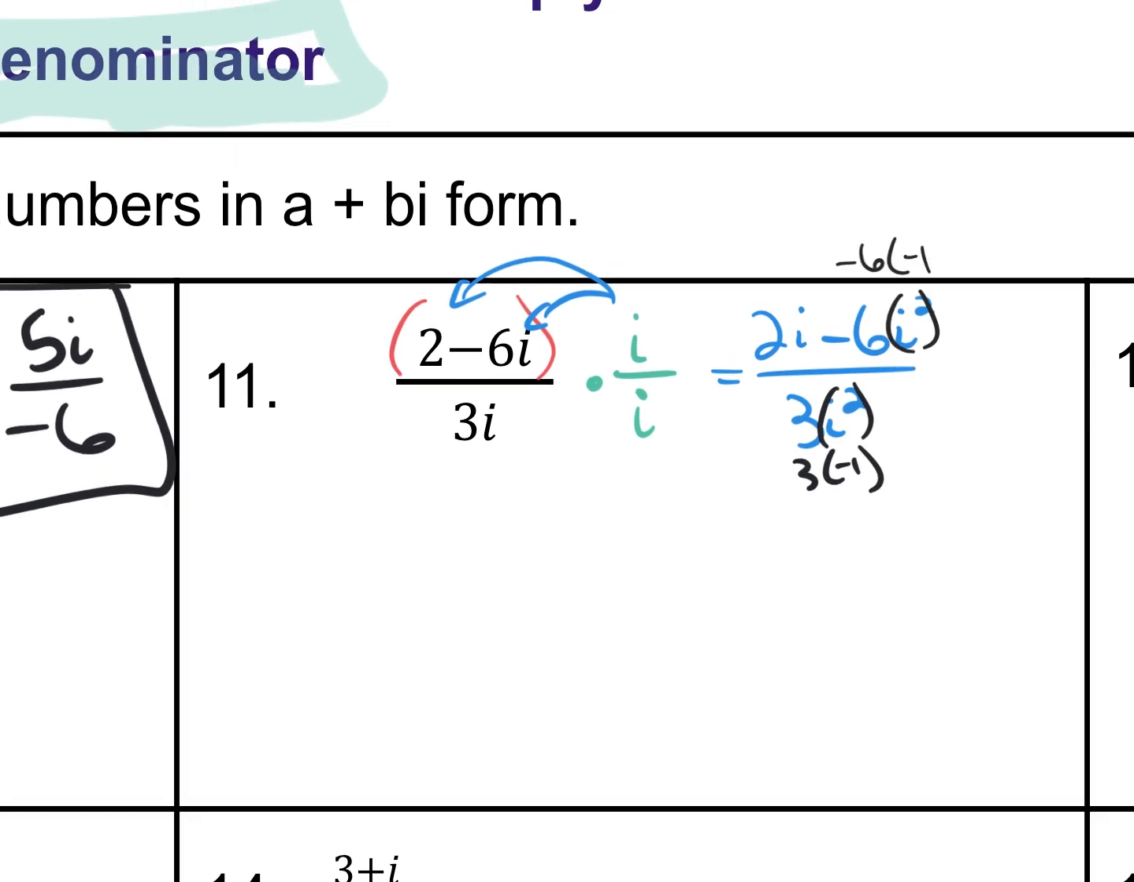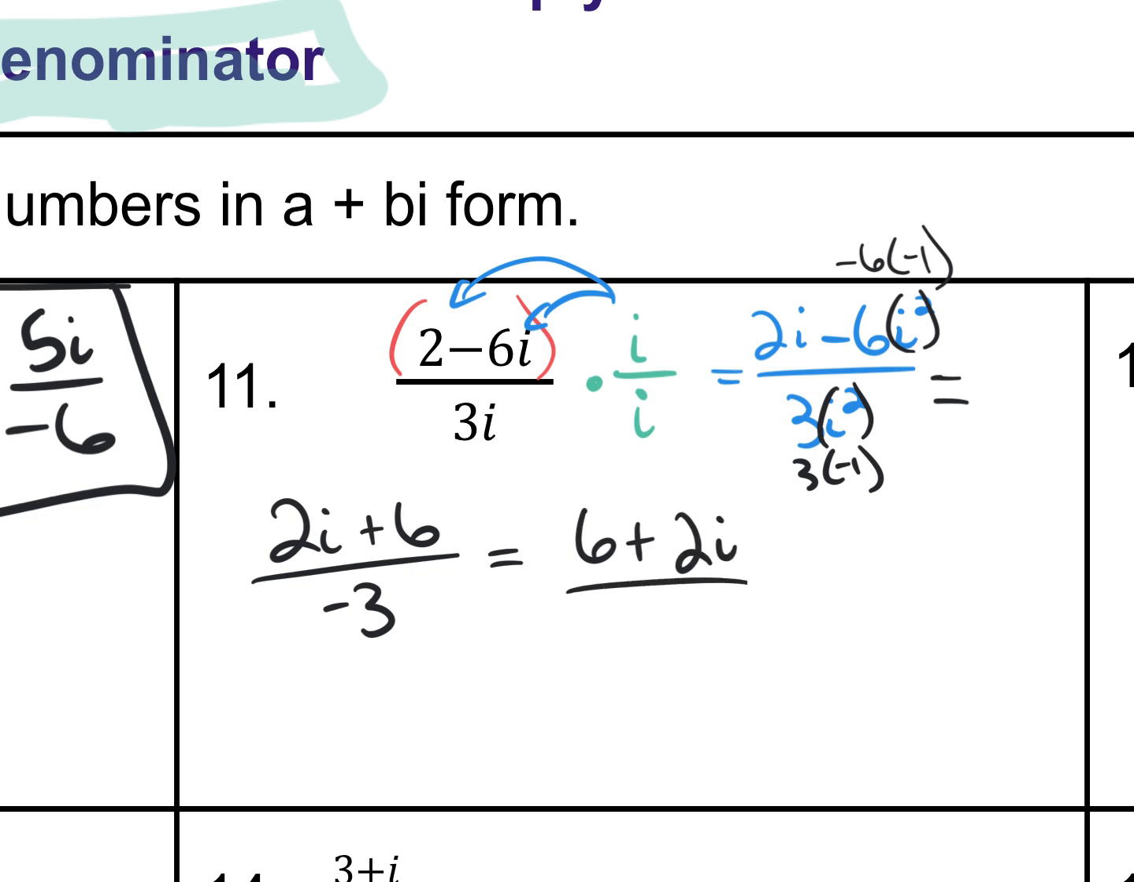So really, looking at simplifying it down, so the 2i up top, the negative 6 times negative 1 is going to get us a positive 6. Then underneath, we got 3 times negative 1, which gets me a negative 3. So the only thing you want to make sure you do is rewrite the top so that it looks like a complex number. We have our real part first, imaginary part second.